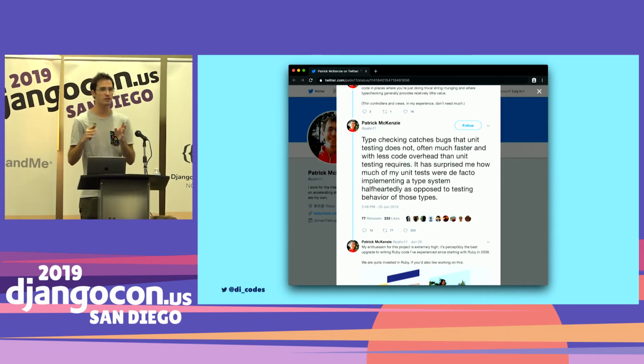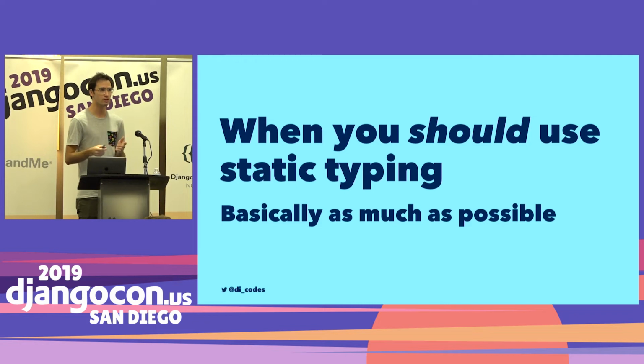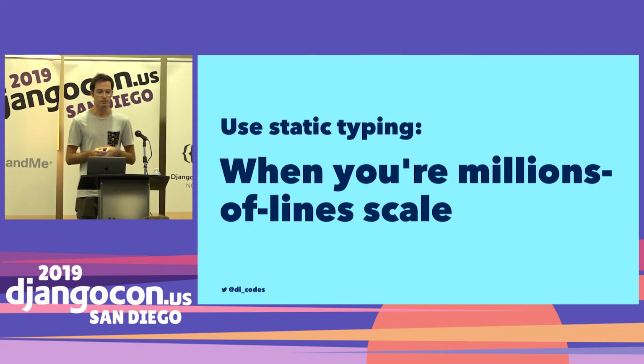But in reality, don't replace your unit tests with static typing. You probably should just do both here. So when should you use static typing? Basically, use it liberally. Use it as much as possible. It's good for you. So you should use static typing when you're at millions of lines of scale.